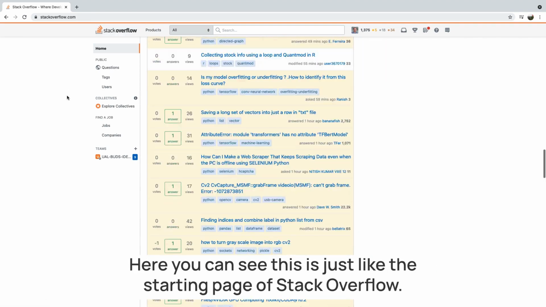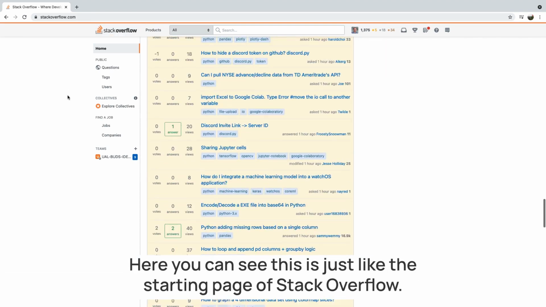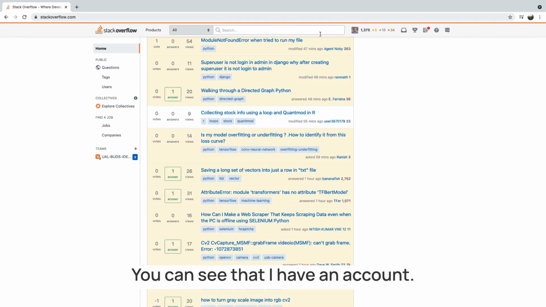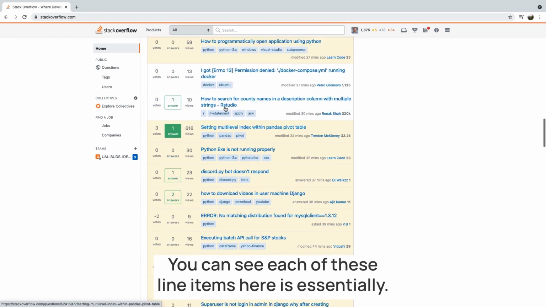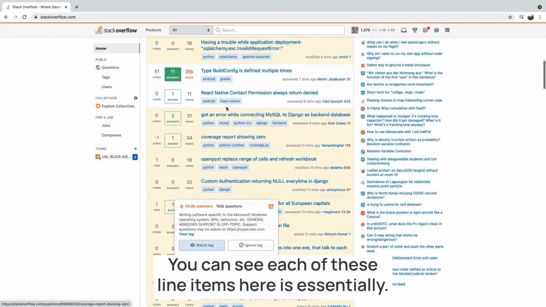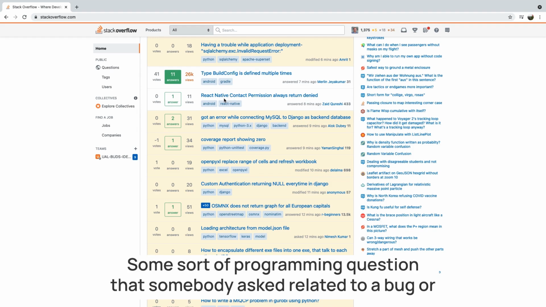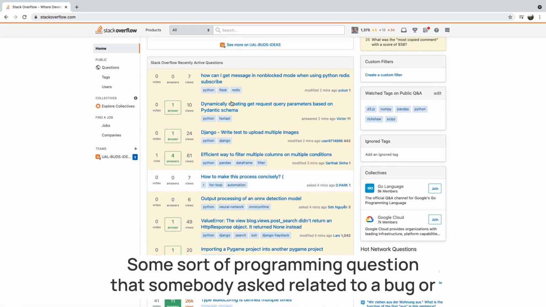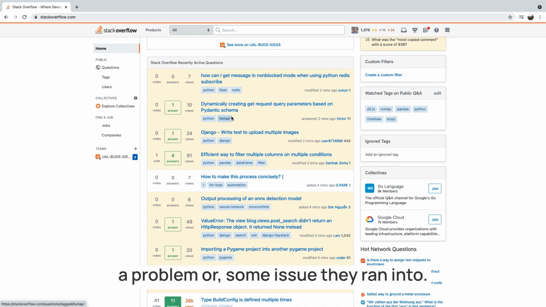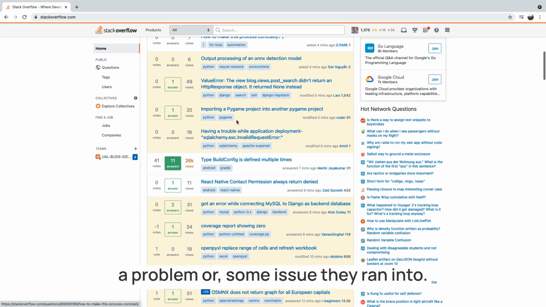Here you can see this is just the starting page of Stack Overflow. You can see that I have an account. I highly encourage you to create an account on Stack Overflow. You can see each of these line items here is essentially some sort of programming question that somebody asked related to a bug or a problem or some issue they ran into.